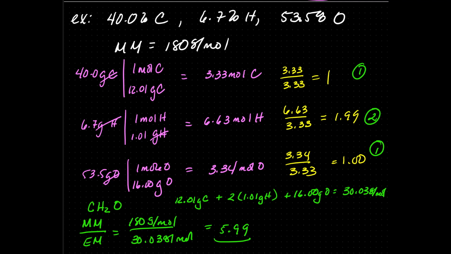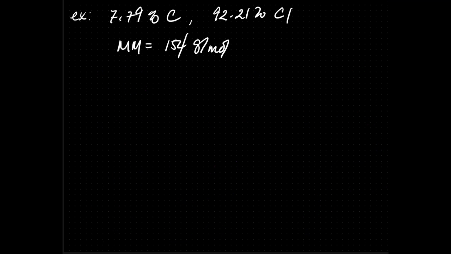So that means my molecular formula is going to be 6 times my empirical formula. So if this is my empirical formula, I need to multiply each of the elements by 6. So there's 6 carbons, 12 hydrogens, and 6 oxygens. Pause the video, solve for the empirical and molecular formula, then check your answer.